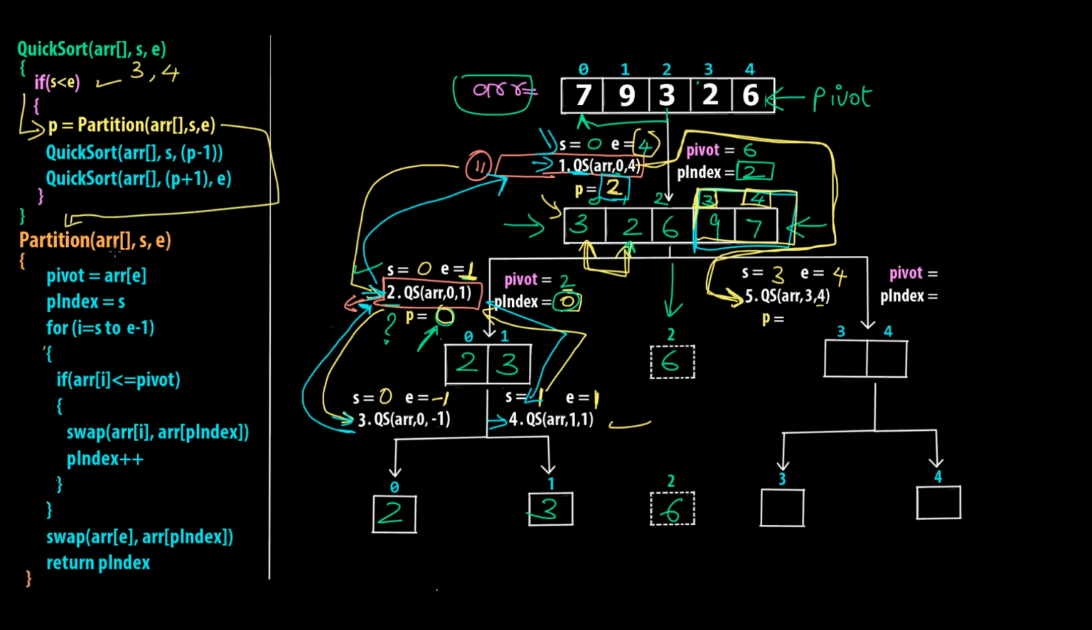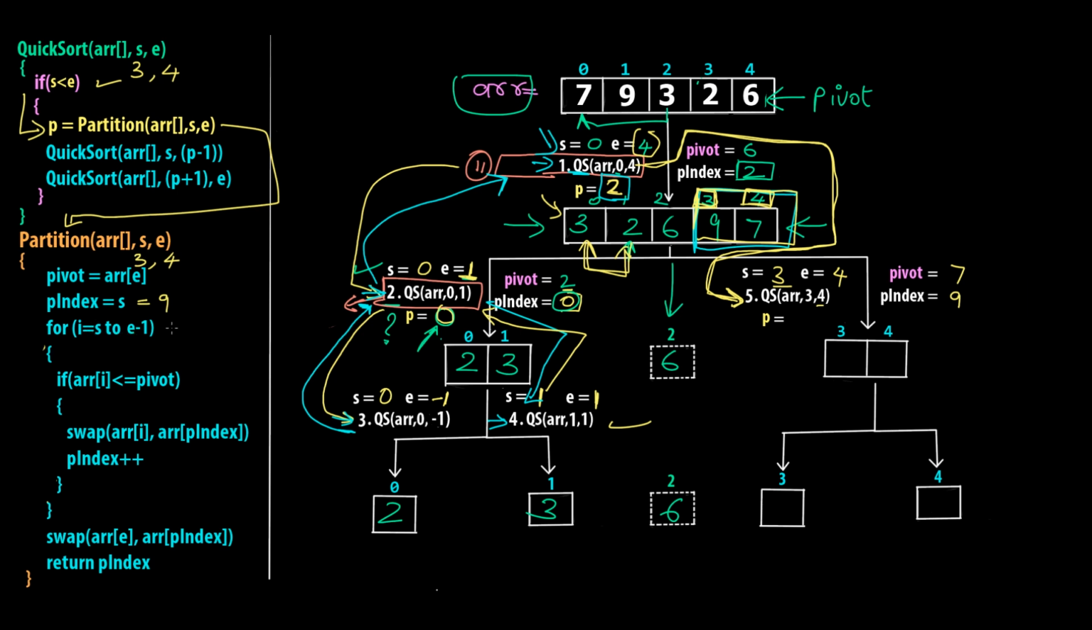We'll come over here. S is 3, E is 4. Pivot is ARR of E. E is 4. What is ARR of 4 over here? It is 7. So now pivot value becomes 7. P index is equal to S. S is 3, right? So value at 3 is 9. So p index becomes 9. Let me write it over here also. P index becomes 9.